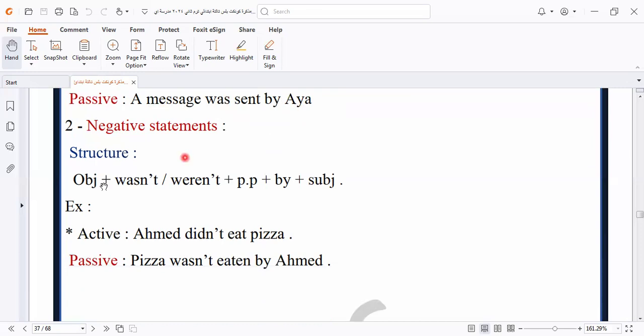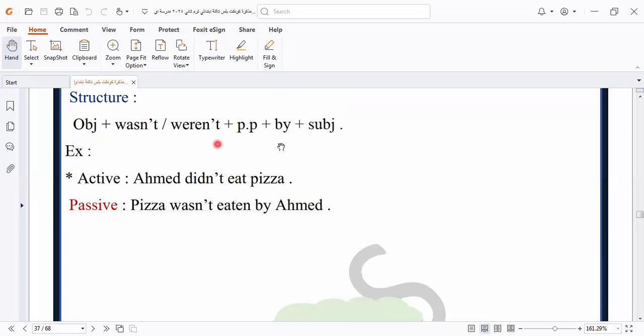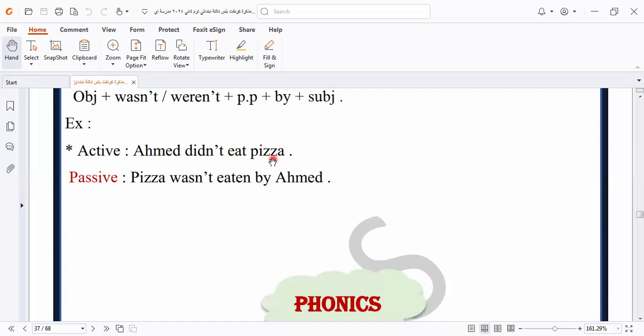Negative: object, wasn't or weren't, plus the past participle of the verb, by subject. Active: Ahmed didn't eat pizza. So pizza wasn't. Why wasn't here? Because it is in the past: pizza wasn't eaten by Ahmed.